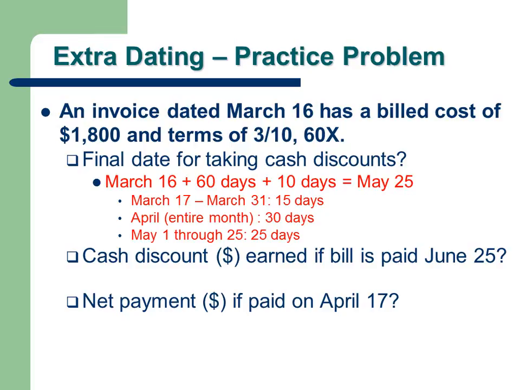March has 31 days, so from March 16, there's still 15 more days left in March. Then the entire month of April has 30 days. So the days left in March plus all the days in April together is 45 days, and you've got 70 days for the cash discount. So 70 minus 45 is 25 days. You still have 25 more days in May you can get cash discount on, so the last cash discount day will be May 25th.